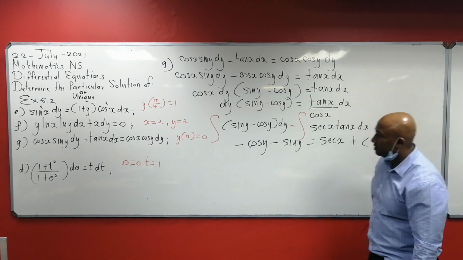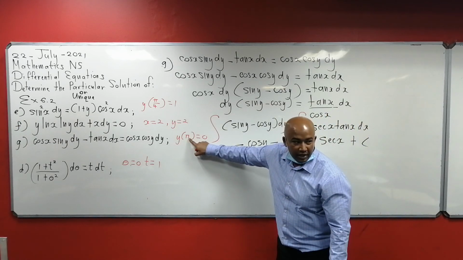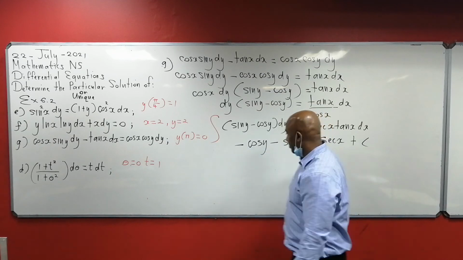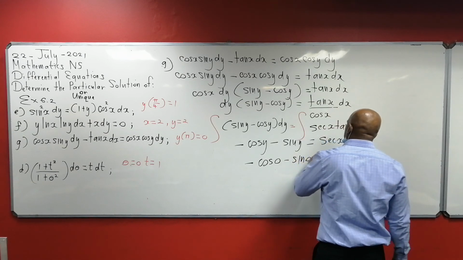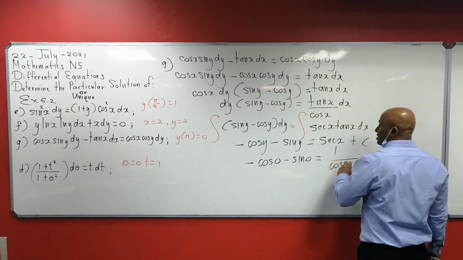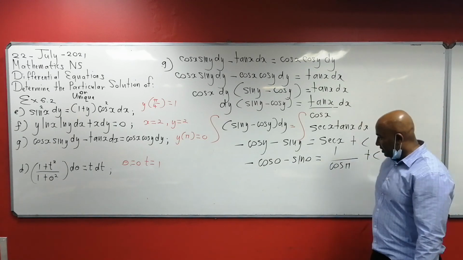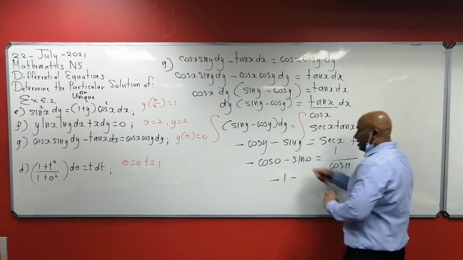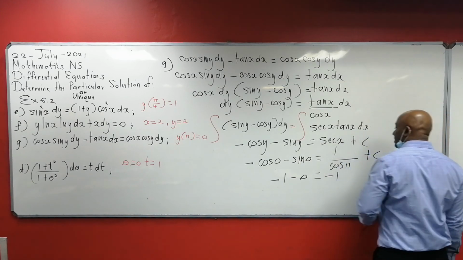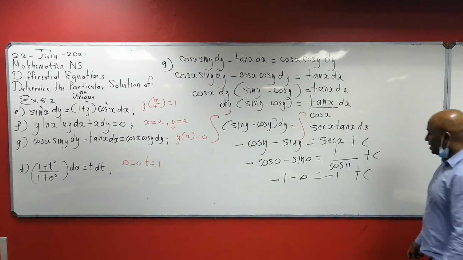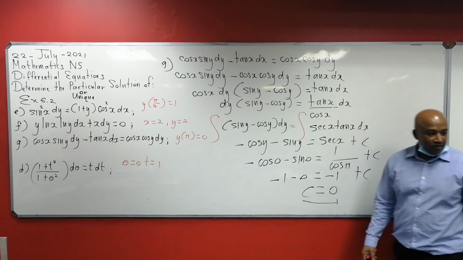What are we substituting here? y of pi is equal to 0. That means when x is equal to pi, y is equal to 0. So I'm going to go minus cos 0 minus sine 0 is equal to 1 over cos of pi plus c. I know that cos of 0 is 1, so that's going to be a minus 1. I know that sine of 0 is 0, so that's 0. Cos of 180 is minus 1, so that's a minus 1 also here, plus c. That means c is equal to 0.